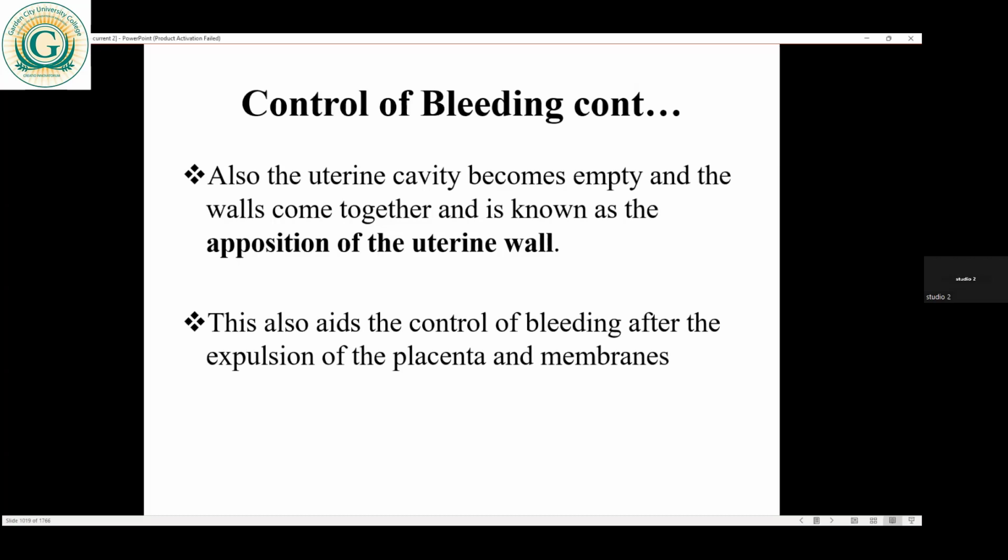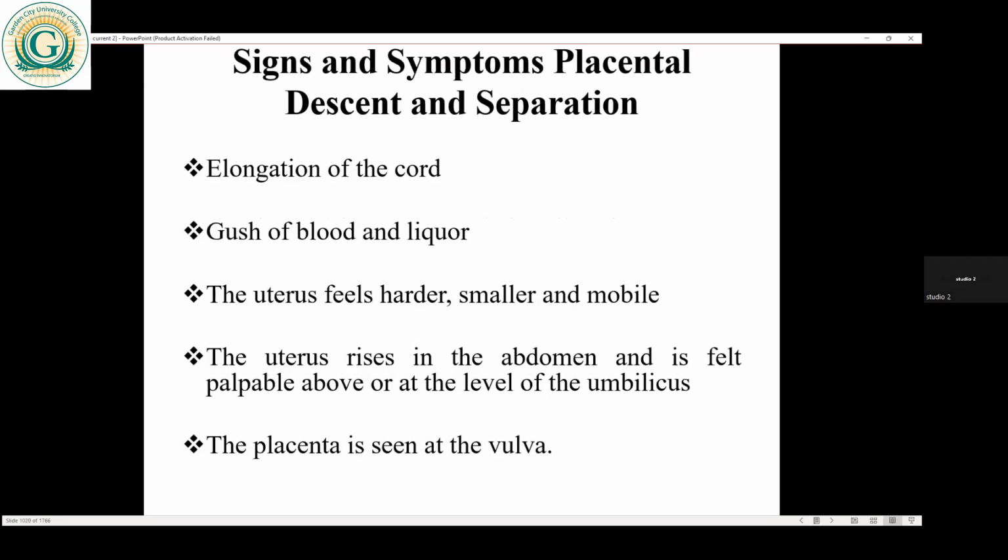So how do you know that the placenta is separating? When you are in front of the woman who is delivering, number one, you see the cord at the vulva increasing in length. You see that elongation of the cord. When you cut the cord, you know the length. You see that the cord is increasing. It means the placenta is separating. And because the placenta is separating, you see a gush of blood.